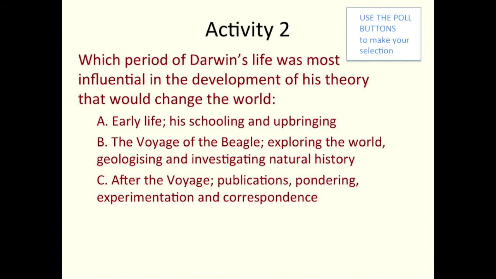Our next question then: thinking more about the theory, in terms of evolutionary theory, natural selection, these ideas of divergence and so on. Again, thinking about these three periods of his life: early life, the voyage, so he's exploring the world, geologizing, botanizing, all those sorts of things that he did. And then after the voyage, when he's actually publishing, thinking a lot and writing, corresponding with people all around the world, and he wrote literally thousands of letters.